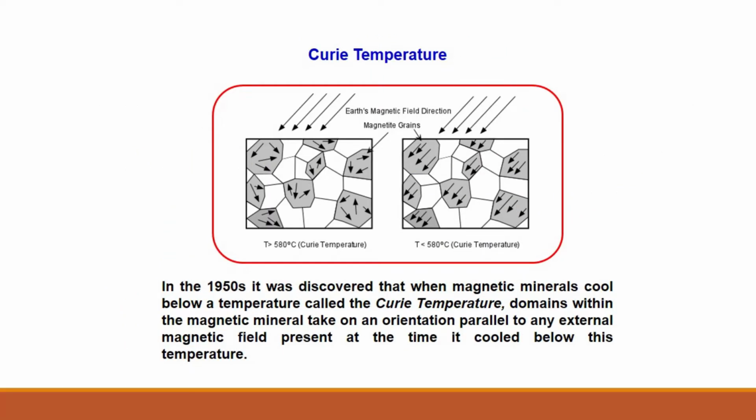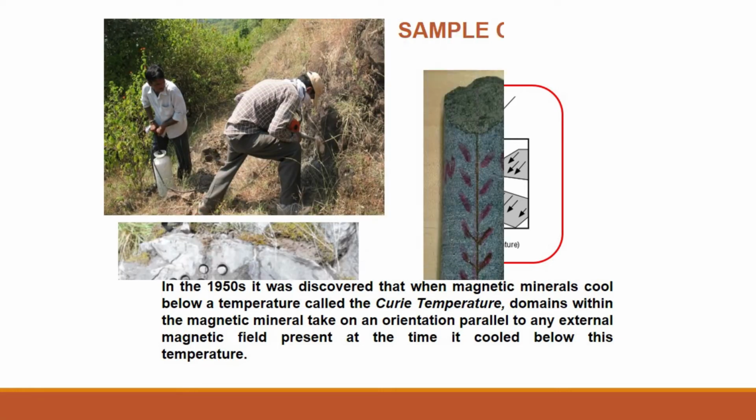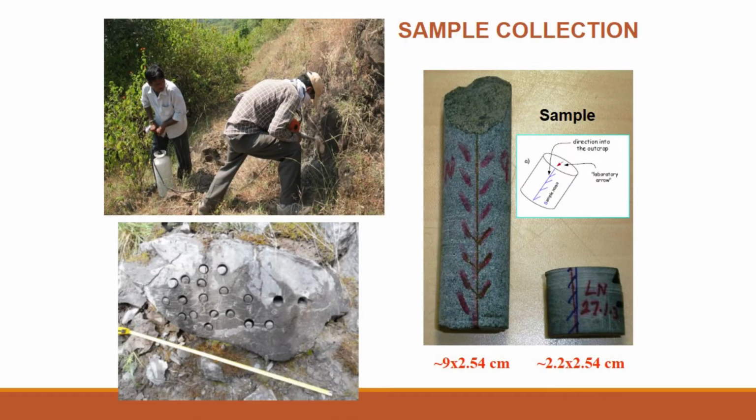So in 1950, it was discovered that when magnetic minerals cool below a temperature called the Curie temperature, domains within the magnetic mineral take on an orientation parallel to any external magnetic field present at the time it cooled below this temperature. So in paleomagnetism, we deal with samples, and the samples can be rock as well as sediments.